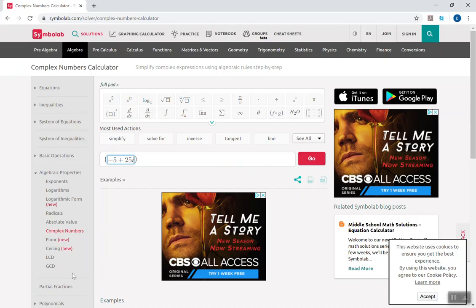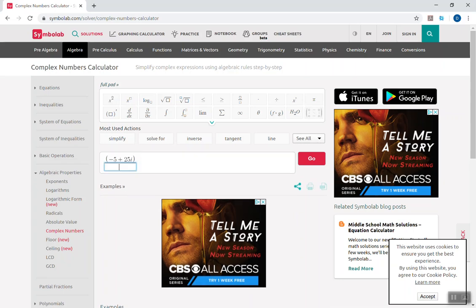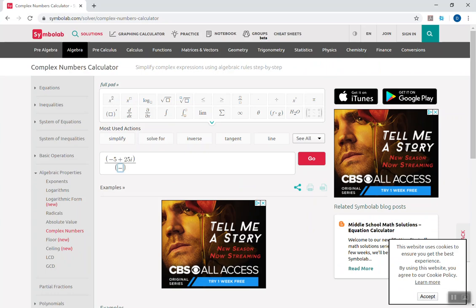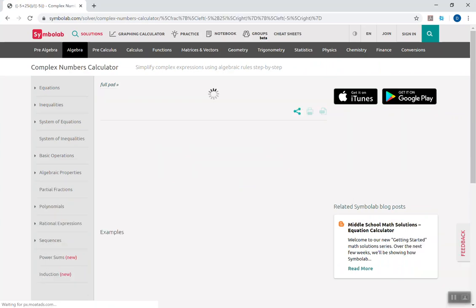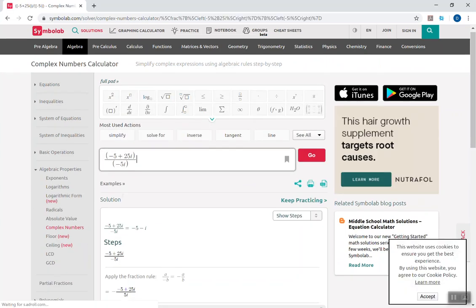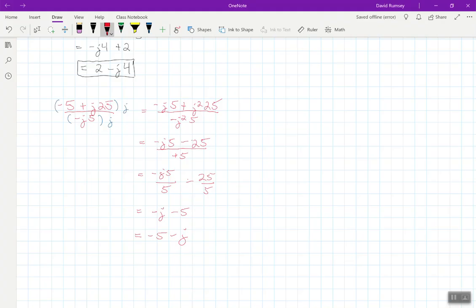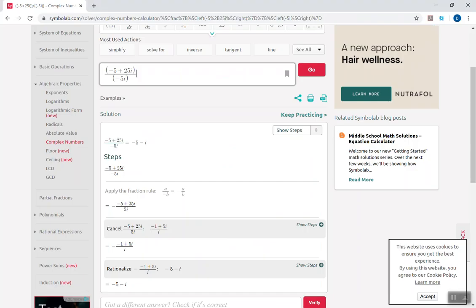Whoops. Divided by minus 5i. I hit j there, 5i. And then hit go. And now it actually will show us how to do some of these steps here, and it gets us down to minus 5 minus i as the final answer, which is what we had. Now they did it in a slightly different order, but that's fine. But basically, we can use this as a calculator to verify that it is.